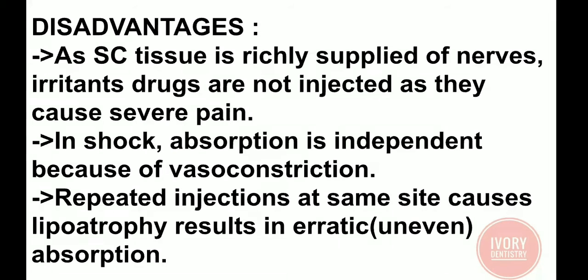Disadvantages are, as subcutaneous tissue is richly supplied with nerves, irritant drugs are not injected as they cause severe pain. In shock, absorption is impaired because of vasoconstriction. Vasoconstriction means narrowing of blood vessels with the contraction of the muscular wall of arteries. Repeated injections at the same site cause lipoatrophy resulting in erratic absorption. Erratic absorption means uneven absorption.